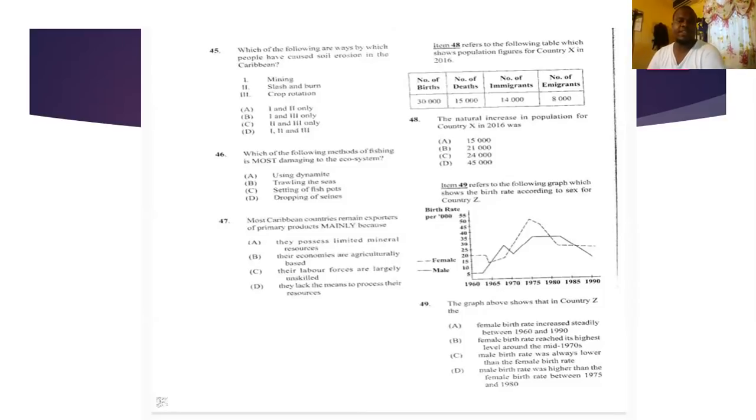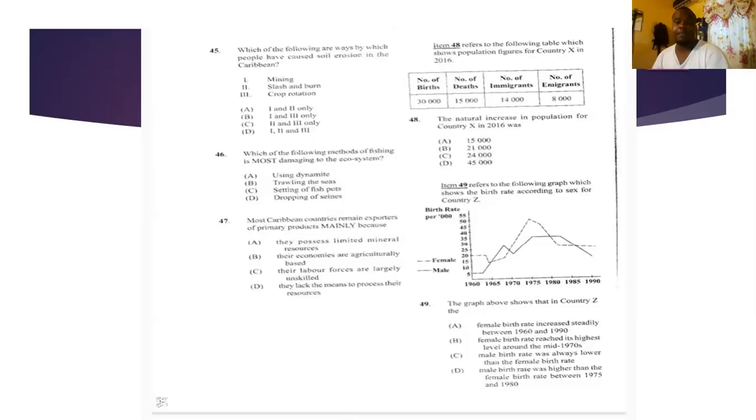46. Which of the following methods of fishing is most damaging to the ecosystem? This is a raging debate. Up to this morning, we were debating it in a social studies teachers group. Is it A, using dynamite, B, trawling the seas, C, setting off fish pots, D, dropping off signs? We know C and D are out. So it's between A, using dynamite, and B, trawling the sea.